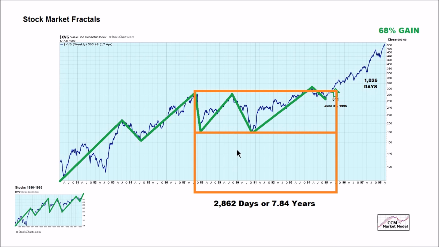If we're going to compare the fractals head to head, the easiest way to do it is to look at the highs here and see how long it took from this high, where there was some resistance, and then the breakout. In this case, from the first high for the consolidation where it was rejected, the box was 2,862 days, or we went sideways for 7.84 years. The longer we go sideways, the bigger the move we can expect to get.